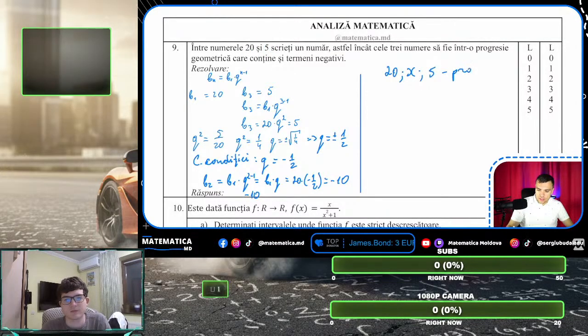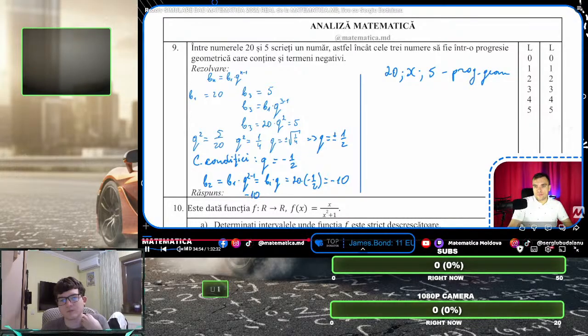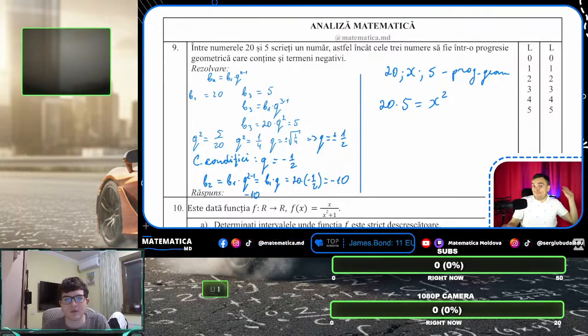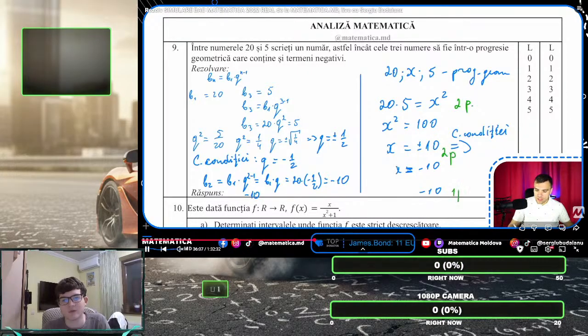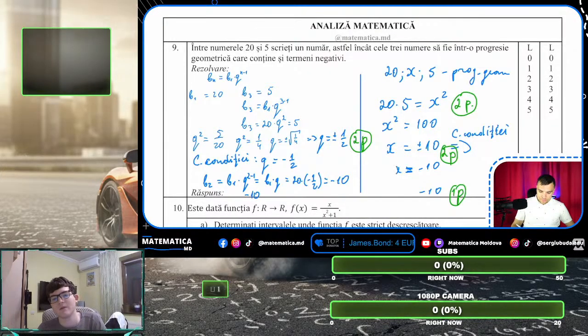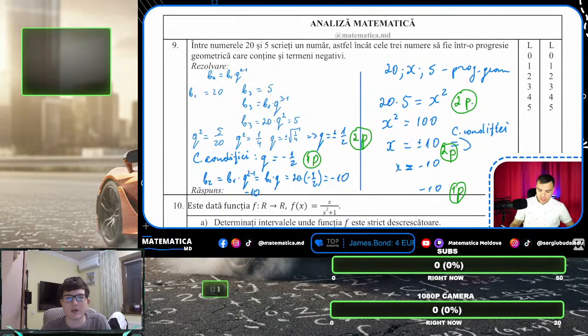20 times 5. Geometric progression. Amazing. So that's second power. What, bro? This one's 10,000 times easier, but how do I know that? How do I know that 20 times 5 is equal to x to the second power? Are you kidding me, bro? Move on from here.